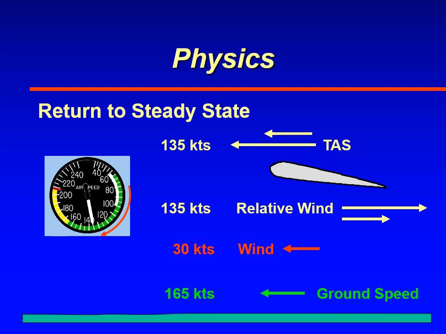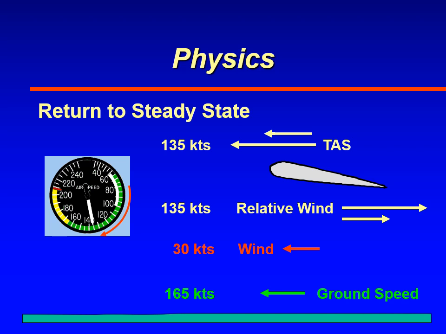After a period of time, the airplane will, of course, descend, and as it descends, it accelerates and gets back to its trimmed airspeed of 135 knots. When that happens, that 135 knots plus the 30 knots of tailwind gives you a new ground speed of 165 knots. But that takes some time.